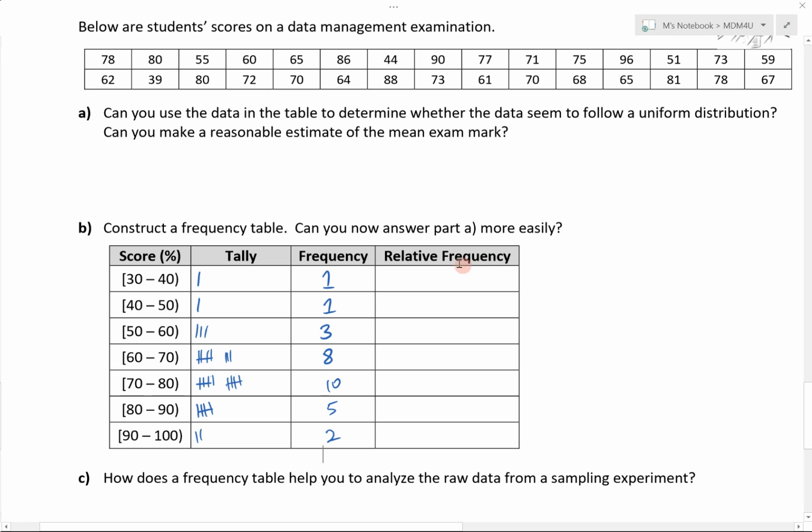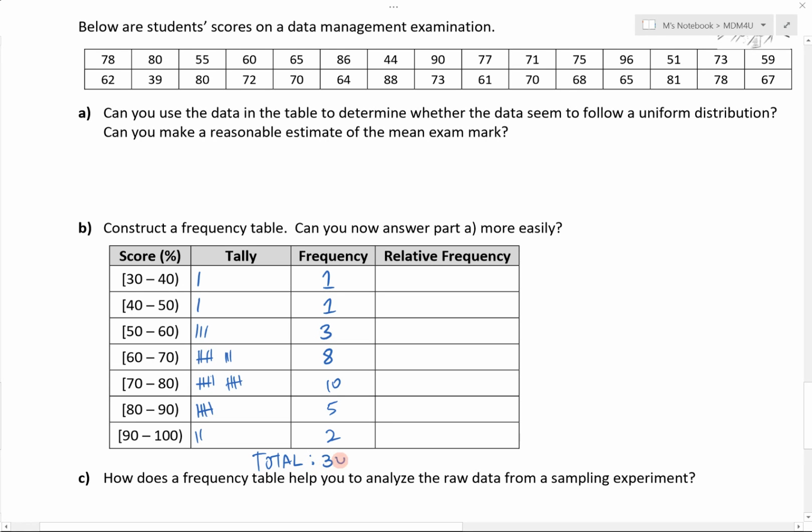Okay. Now, relative frequency is taking every single frequency value and dividing it by the total frequency. So how many numbers do I have here? Well, I have 30 numbers. If I add up all of these frequencies, I would have a total of 30.